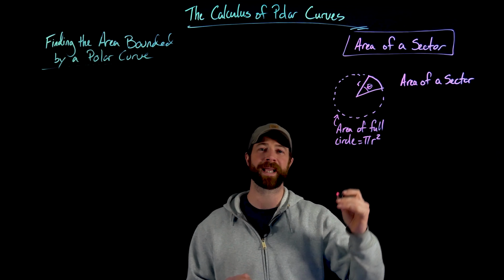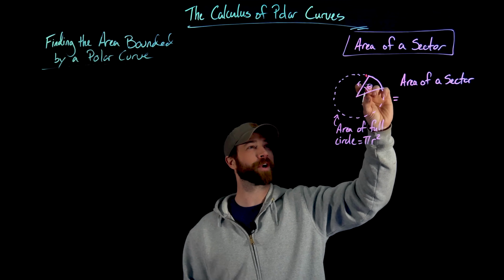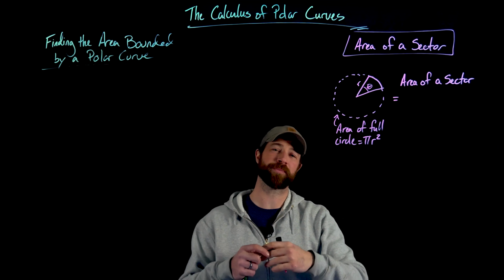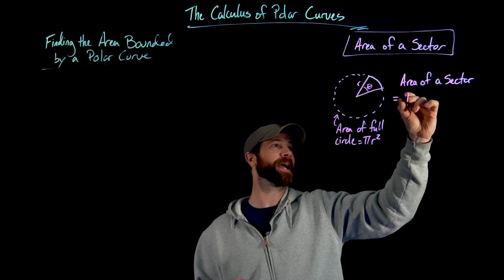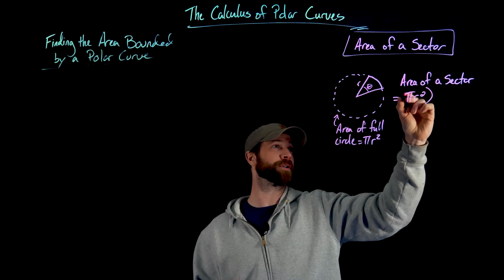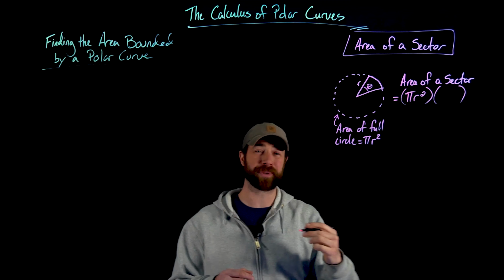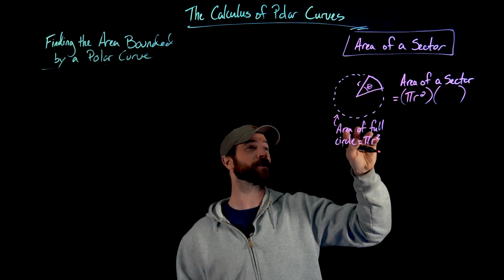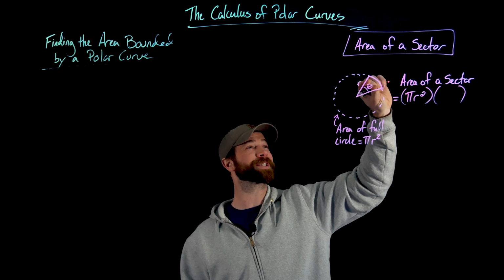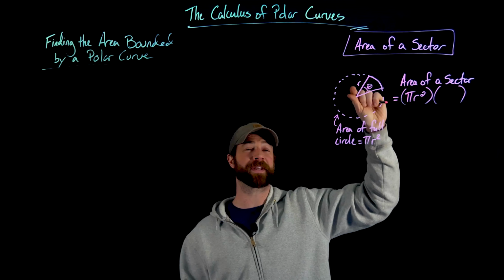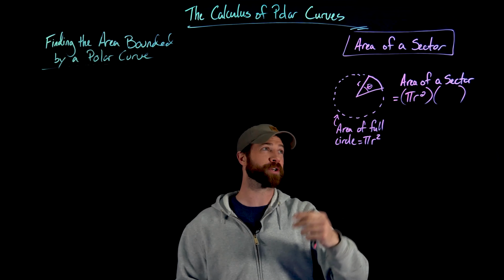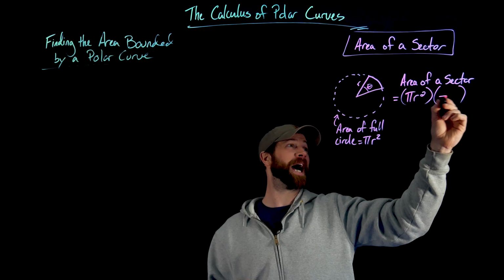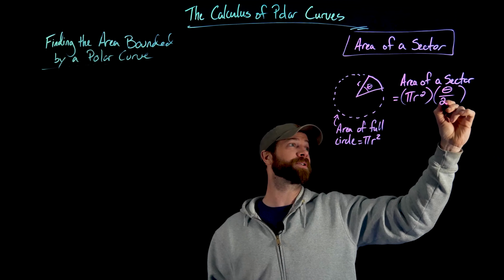is that we simply take the area of the entire circle that would be described if theta was as big as possible. If theta was 360 degrees or 2 pi, that would describe the whole circle. So we take the area of the full circle, pi r squared, and multiply it by the fraction of the circle that we have. The entire circle in radians has theta equal to 2 pi, so the fractional amount that we have of a full circle is theta divided by 2 pi.